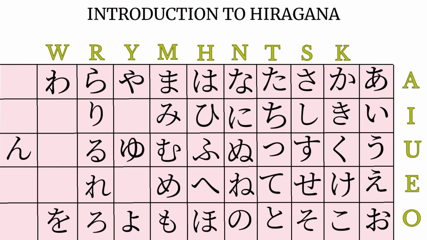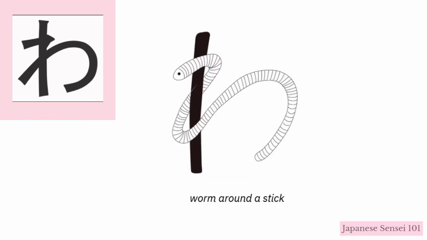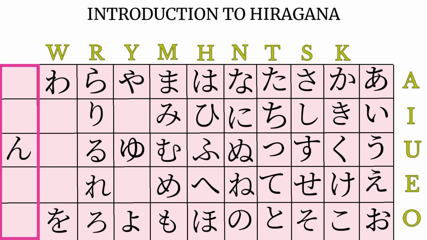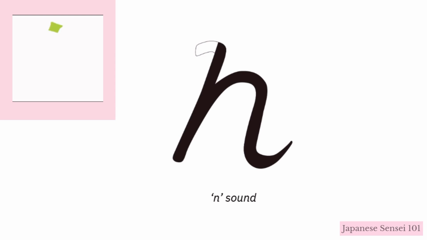You have done an incredible job. Now, let's proceed to the second last consonant, W. わ、わ、 Imagine that the character wa looks like a worm wrapped around a stick. を、を、 To memorize this, imagine that the character o looks like a person riding a unicycle. Let's wrap up and head to our last consonant. ん、ん、 To remember this character, think of the sound in.